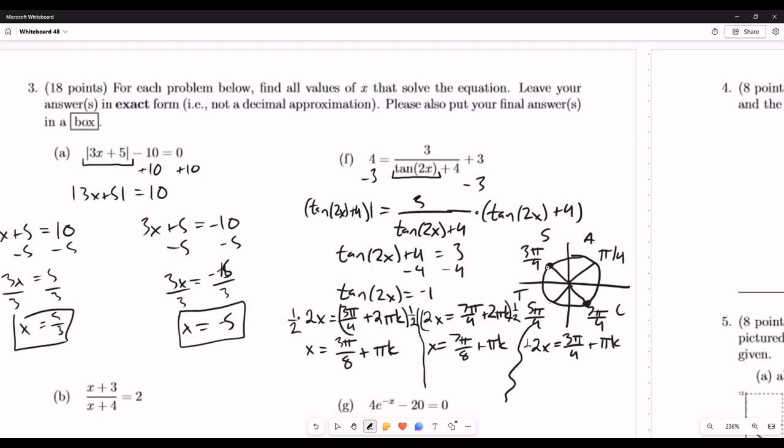And then we go ahead and multiply by 1/2 like we did before. And you could also write this answer as x equals 3 pi over 8 plus pi k over 2. So that would be another way that you could write this. Okay, that's enough math for this video. We're going to continue with some more solves in the next video and maybe move on to some other types of questions.